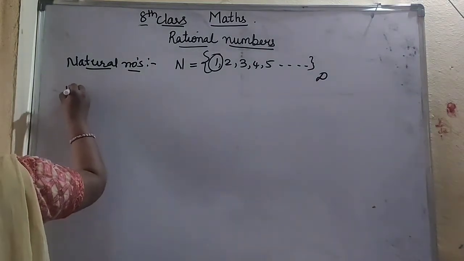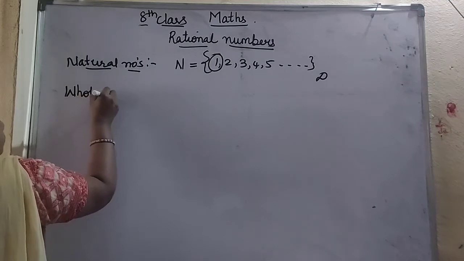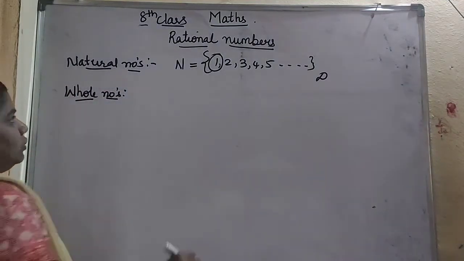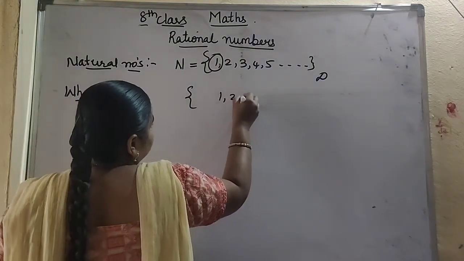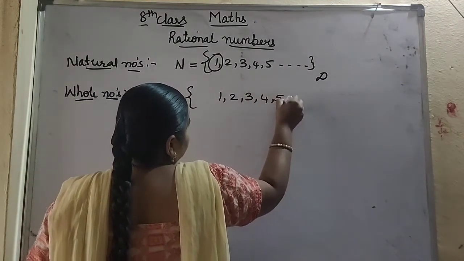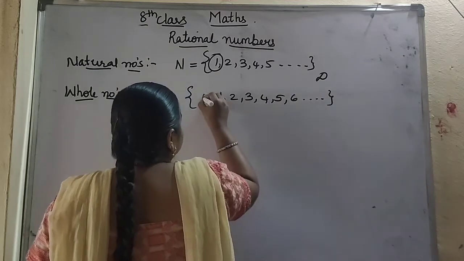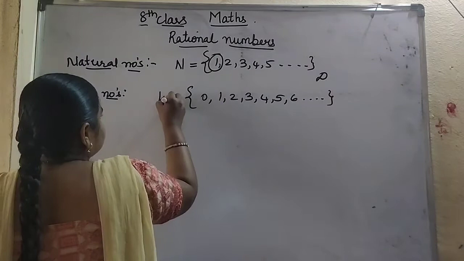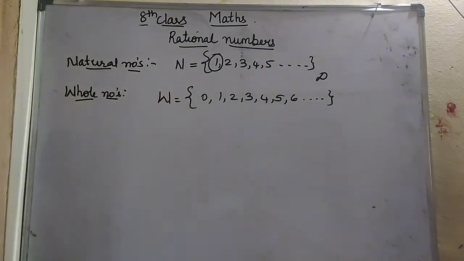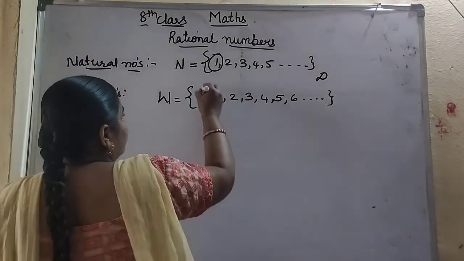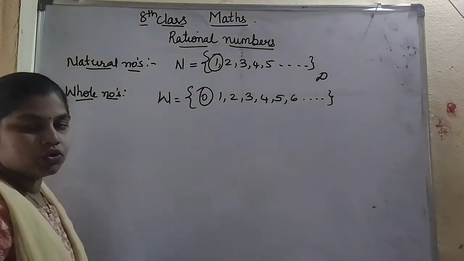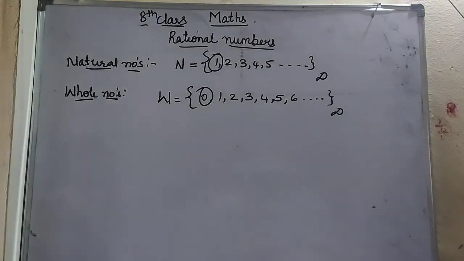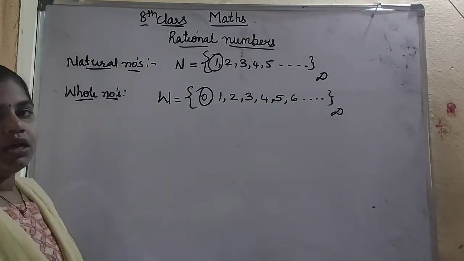Okay, next is whole numbers. All the natural numbers along with 0, we will call whole numbers. In this, 0 is called the smallest whole number, and the greatest whole number we don't know, that is not defined, or we will take it as infinity.